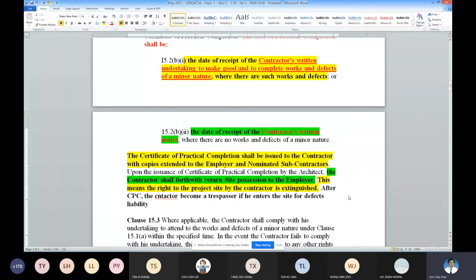Very strange, huh? So this is something not so correct. See, this is contractually, legally, what is happening. After the CPC, the contractor becomes a trespasser if he enters the site for defects liability work. It's very strange. But more often than not, the employer will allow the contractor or the subcontractors to tidy up things during the defects liability period. It could take between 6 months, 1 year, 2 years, and even 3 years.